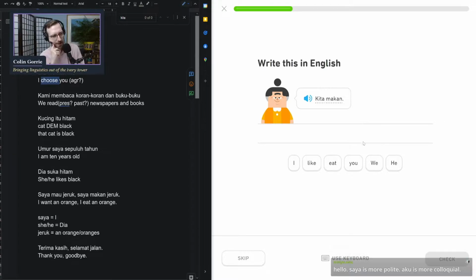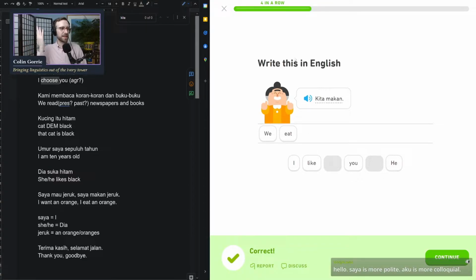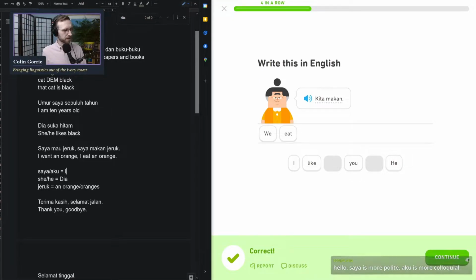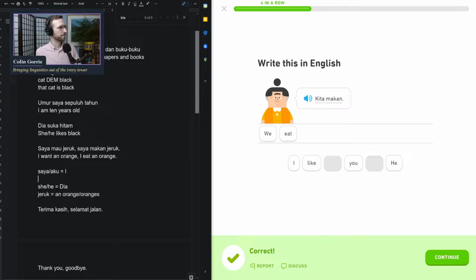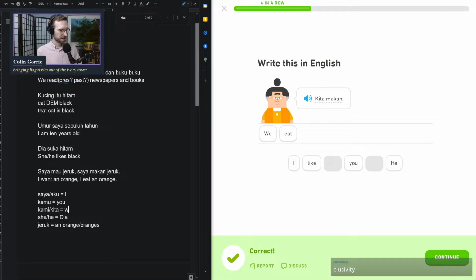Okay. Well, let's go for we. We eat. It might be wrong. It might be right. Oh, it's right. Okay, so kita. So we have saya. We have aku as I. We have, presumably, kamu as you. We have kami or kita as we. And we have dia as he, she.